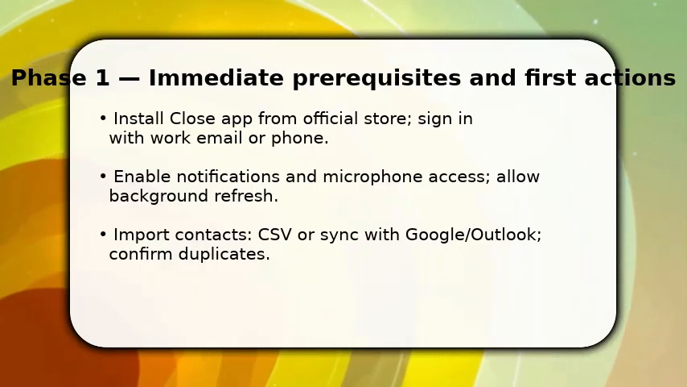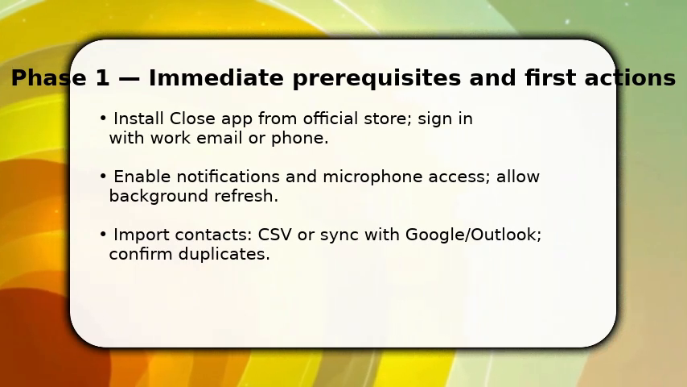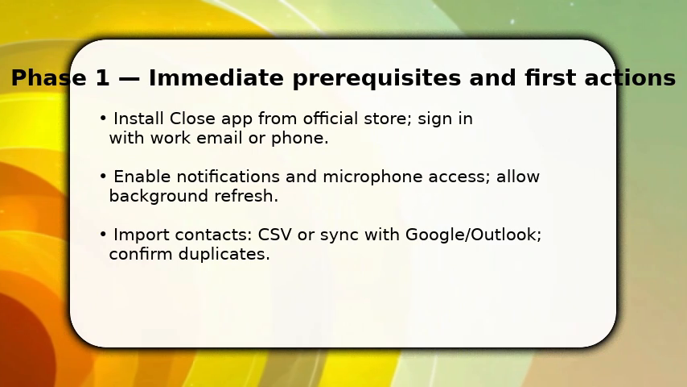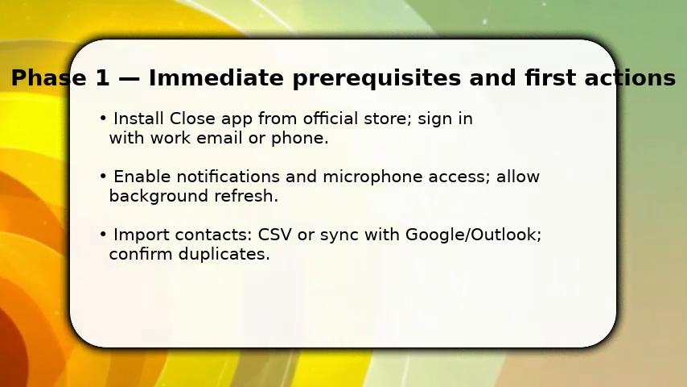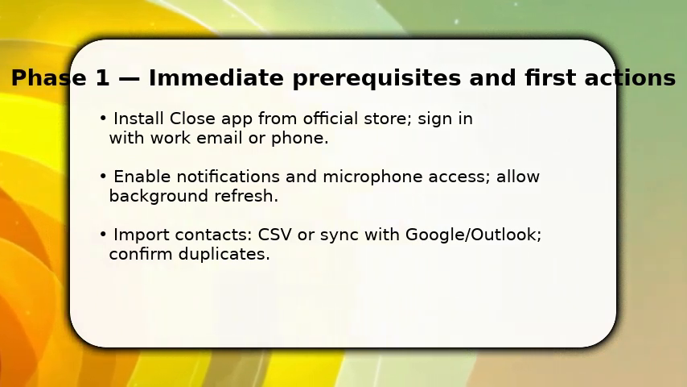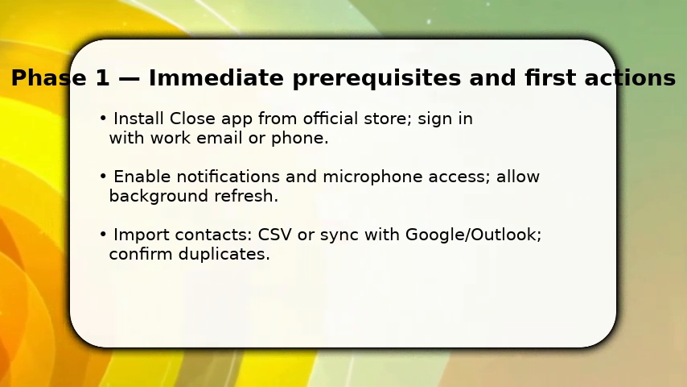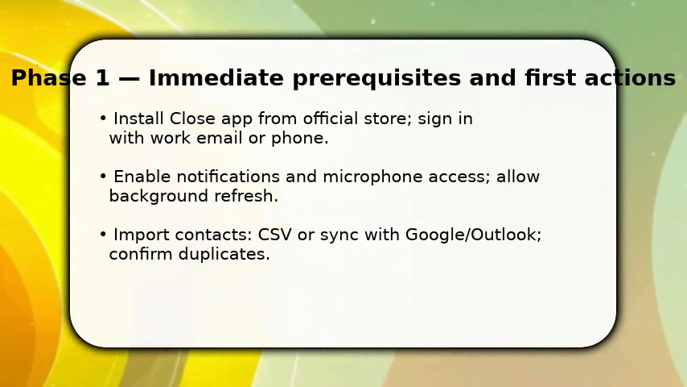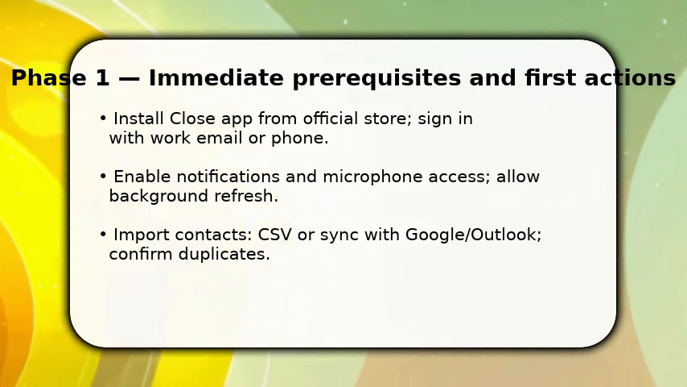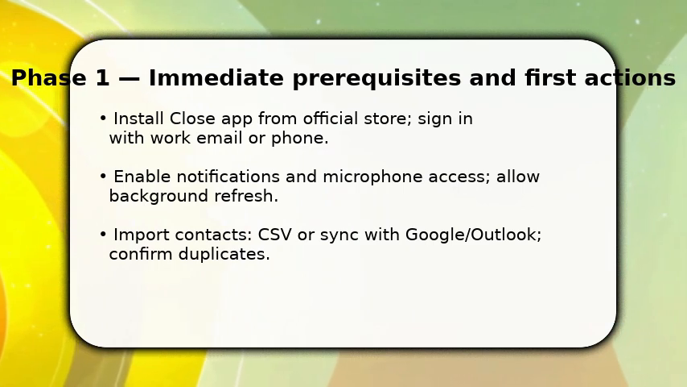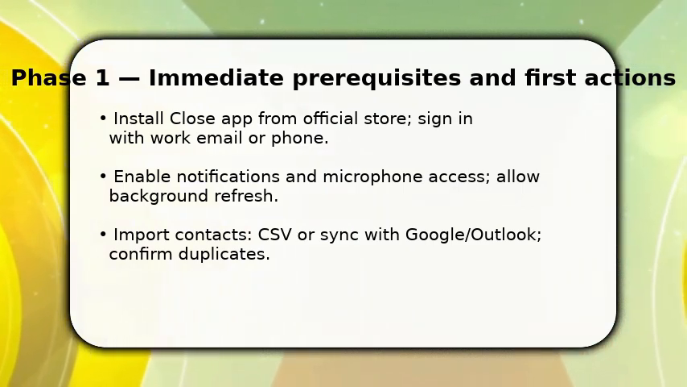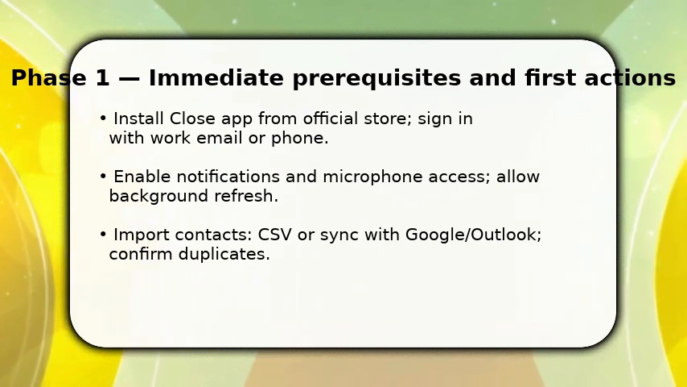You start by getting the essentials done quickly. Install Close and sign in with your work email, then allow notifications and background refresh so the app can surface leads. Once signed in, import contacts via CSV or sync with Google or Outlook. This avoids manual entry and preserves tags. Make sure to confirm duplicates and map fields like phone and company. Doing this now saves hours later. You'll be ready to build pipelines in the next step.